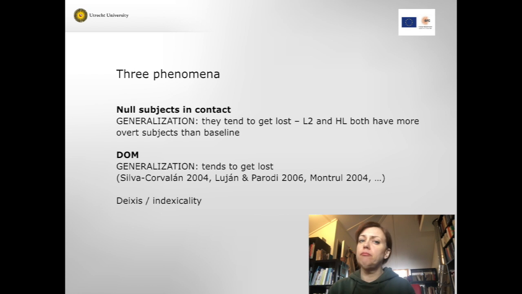For differential object marking, the generalization is that it also tends to thin out, to disappear. Differential object marking is usually marked in Romance through the preposition a, in basically all Romance languages that have DOM except Romanian, which has different prepositions. But importantly, the a is the preposition that is also used for locatives and for datives. So generally what happens is that the speakers select a for datives, and they do not use differential object marking, or if they have to do it, they do it in a different way, or they just lose it.